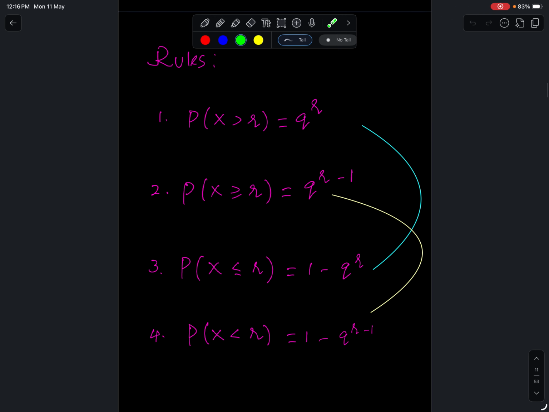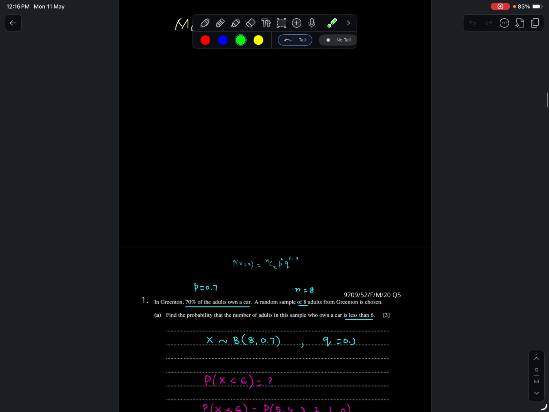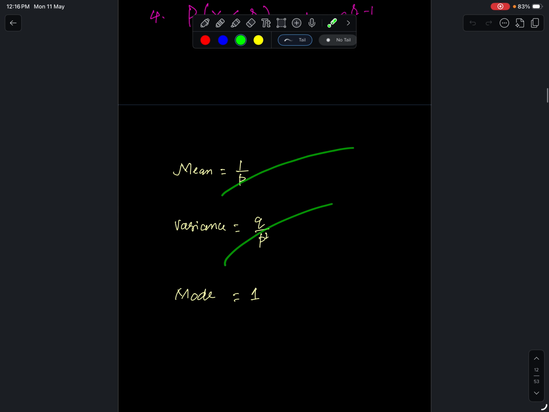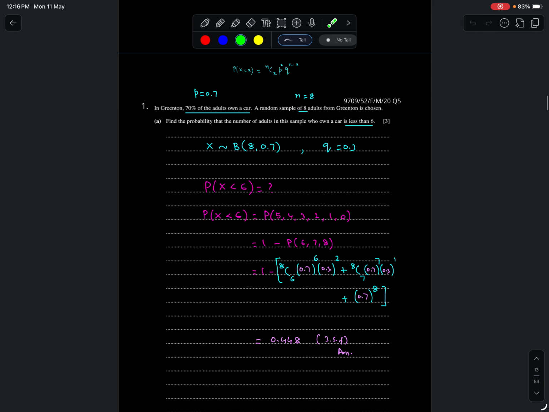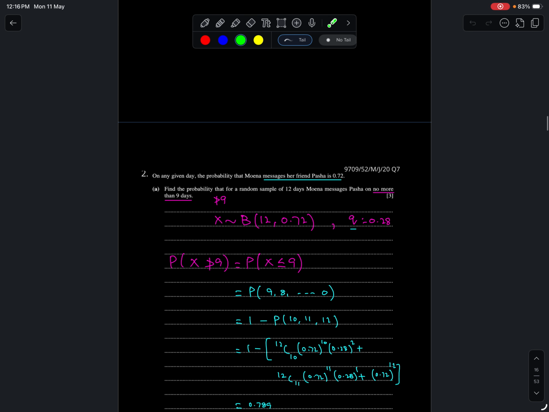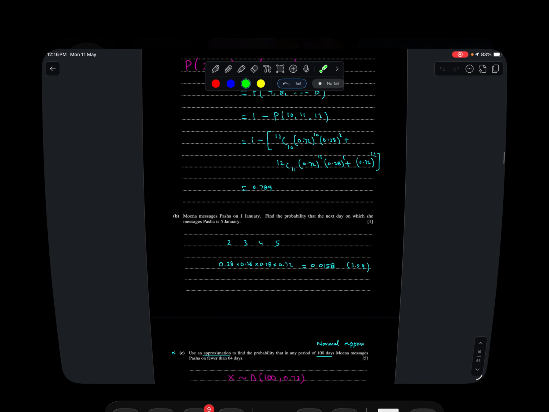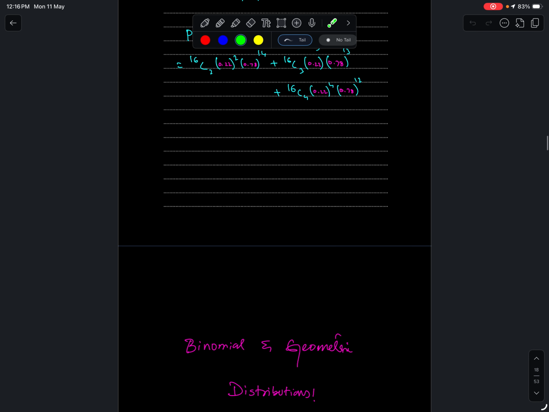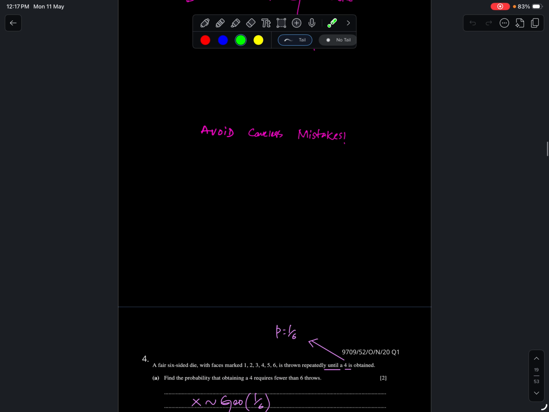These rules are extremely important for geometric distribution. Must remember these rules. You have to learn these rules by heart. Mean and variance, I think, given in MF19, and you must be very good at this type of question, the mixed question of both binomial and geometric.